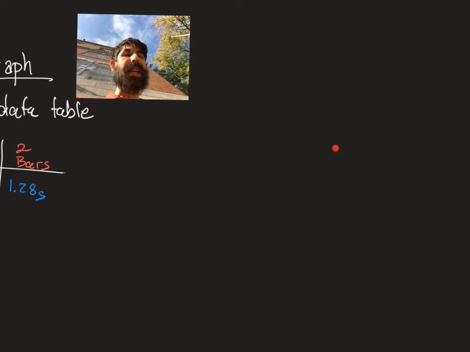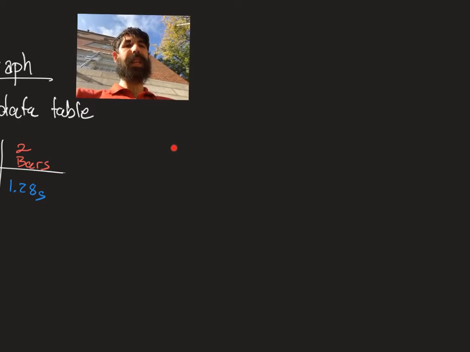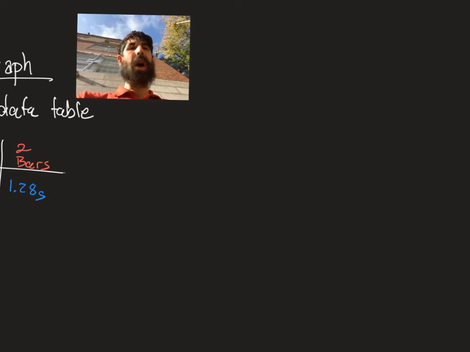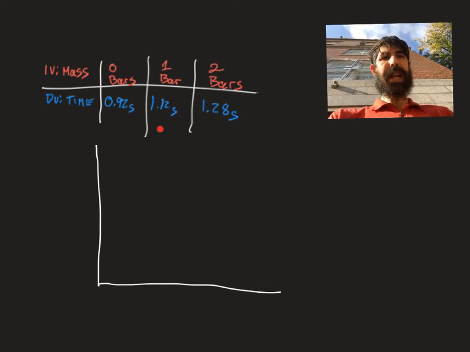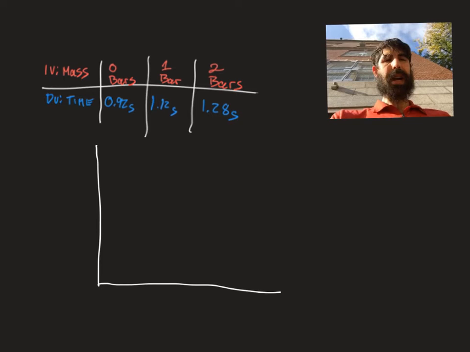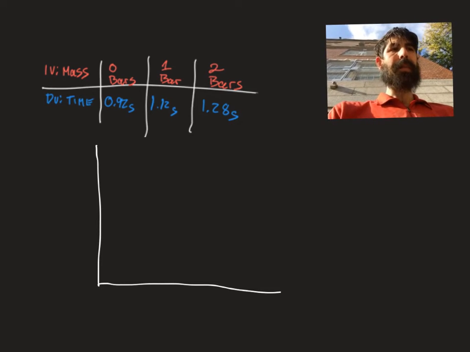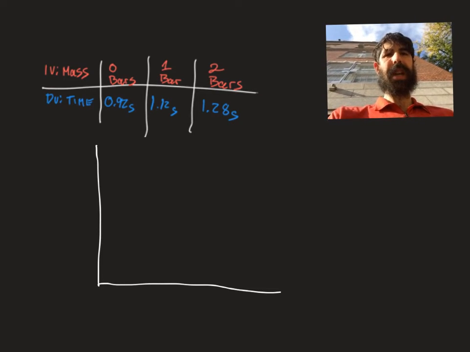I need a data table to make my graph because each column of my data table is going to turn into a point on my graph. Alright, so here's my data table, here's my graph. I'm going to write my graph just like I interpret it.